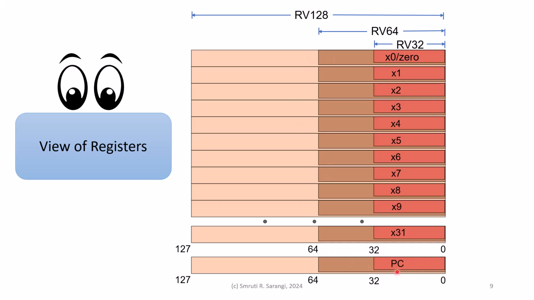The PC, as I said, is a register which cannot be directly manipulated, but it can be indirectly manipulated. And that too has different sizes based on how wide the instruction set is.